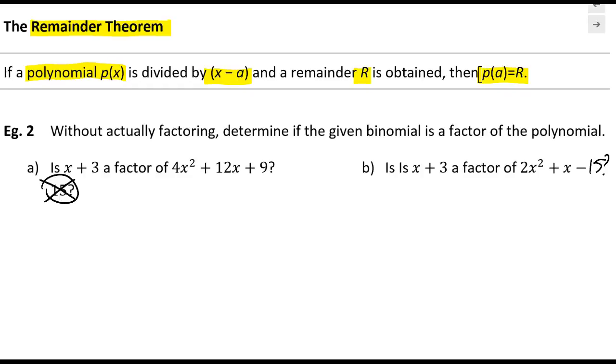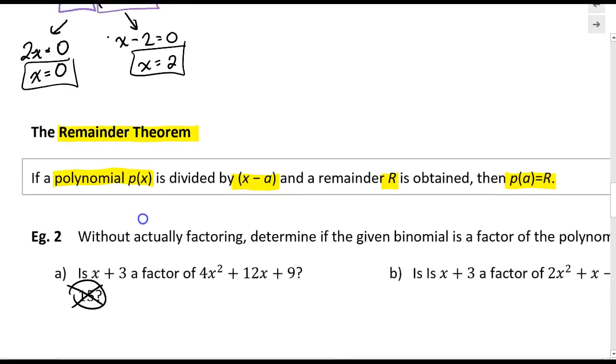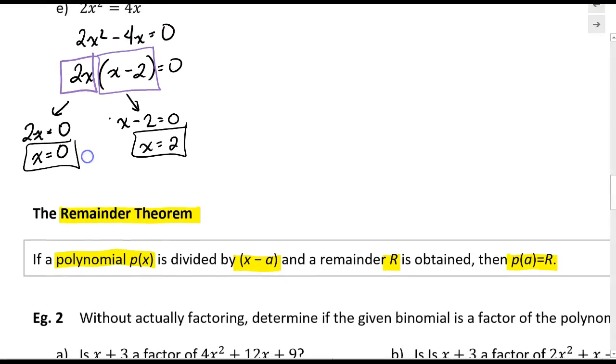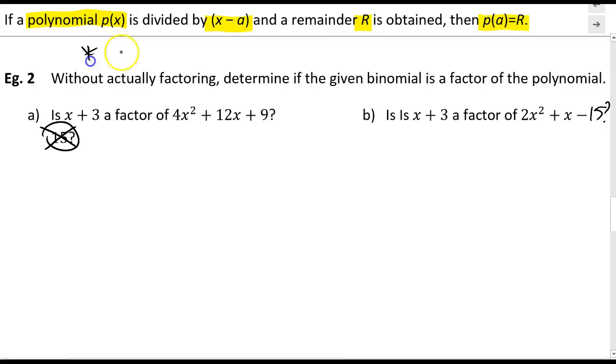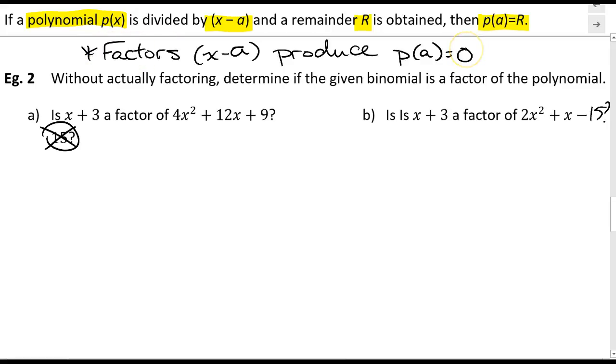So this sounds pretty weird. Our remainder, if it is actually a factor, should be 0. It should divide into it beautifully to give us a product of 0, which is going back to this definition up here, where the factors, when we plug them in, will produce a 0 value. So let's just make note of that. So no remainder means it divides evenly, and therefore it should produce a 0 value.